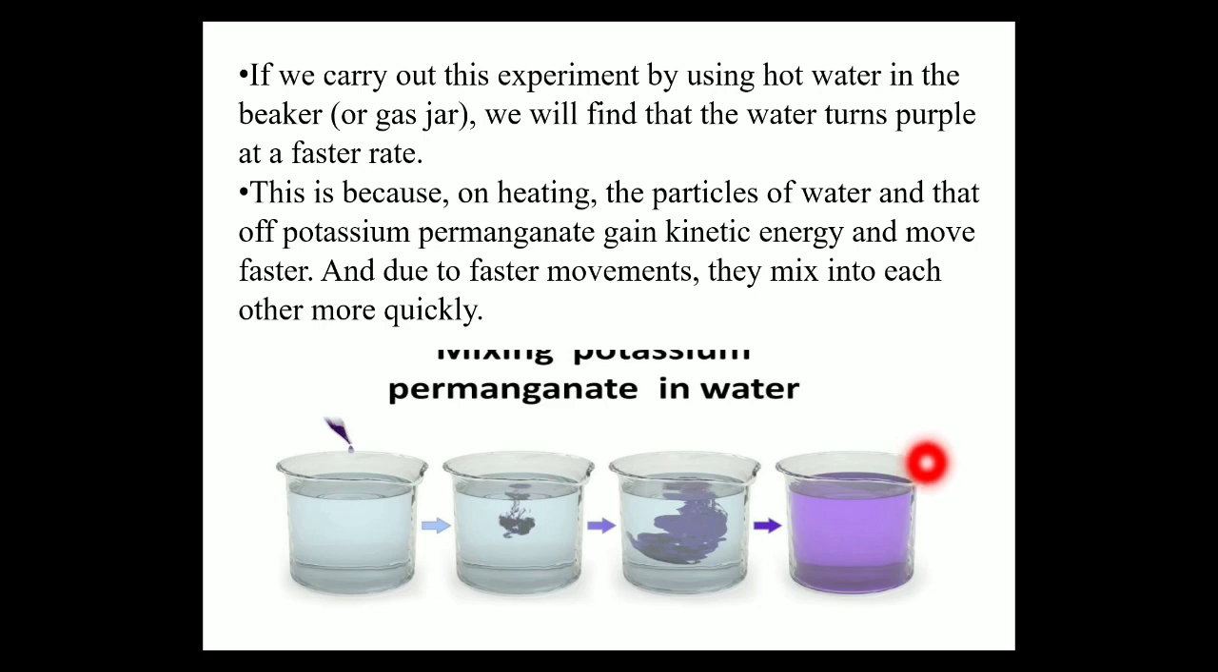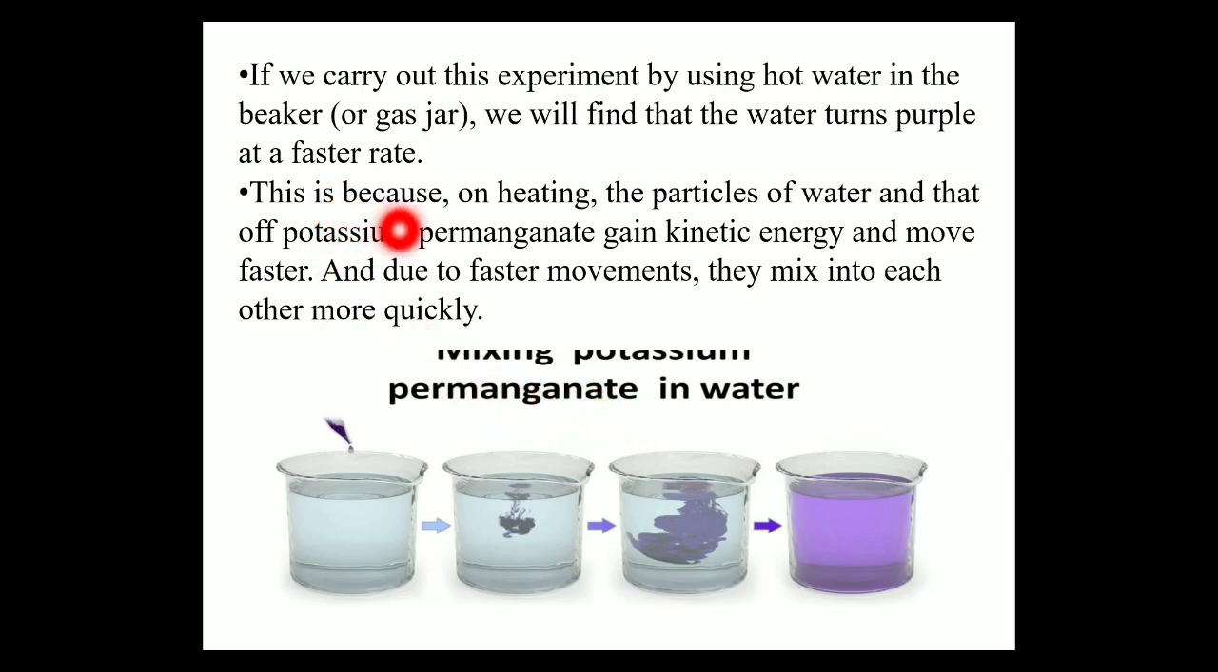Why does this happen? This is because on heating, the particles of water that contain this potassium permanganate, this purple color is because of potassium permanganate, which we have already learnt, the activity of taking 10 ml and transferring into the next beaker in the previous class. The same potassium permanganate activity is given here, but the activity is not the same. The compound potassium permanganate is the same.